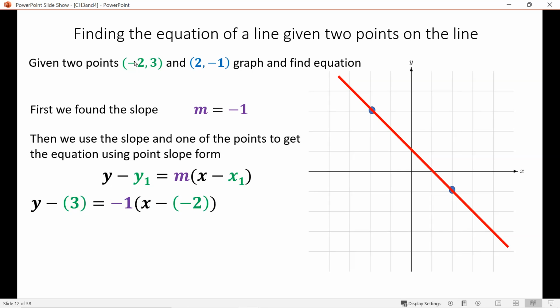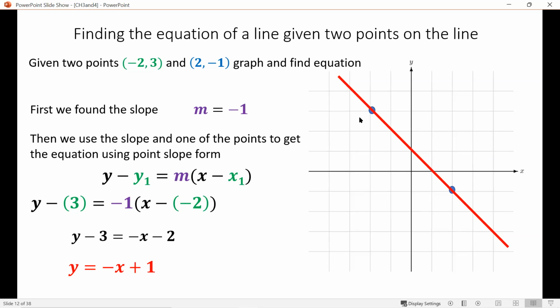So in this case, I'm going to use the point -2, 3. I could also use the point 2, -1, but I can't mix and match. So both the x and y coordinate need to come from the same point. We plug everything in, and we can simplify again to get ourselves into slope-intercept form.